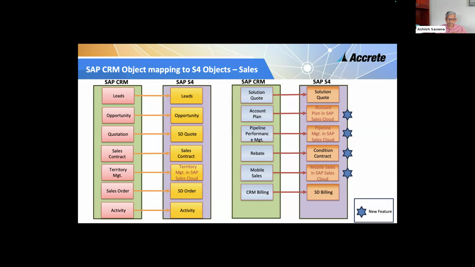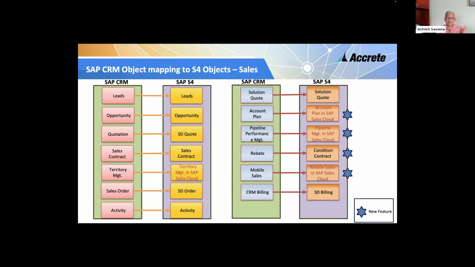Things like account plan and pipeline management are not available in S4. You have to use SAP Sales Cloud to do that. Mobile sales is also not available. If the salesperson wants access to all the leads and opportunities, they need to implement mobile SAP Sales Cloud as well. CRM billing and rebates are going away. They're not being used. You have to implement condition contracts in SAP S4, and SD billing is there as well.